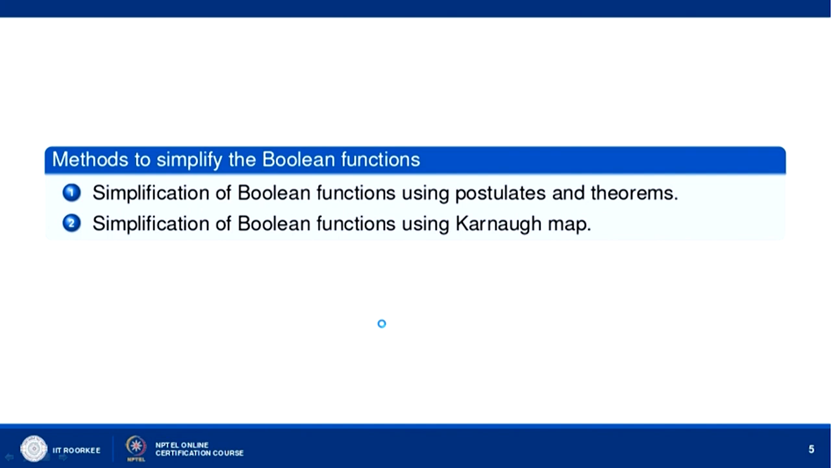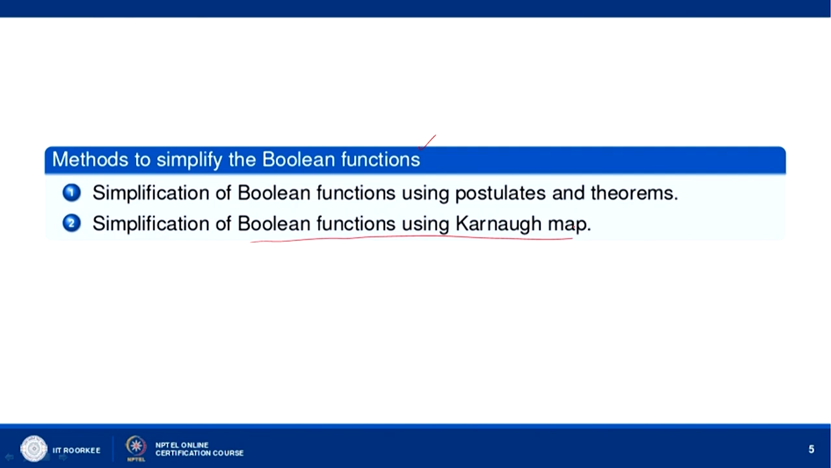Now let us consider methods to simplify the Boolean functions. One method we have just now seen: by using postulates and theorems we can simplify the Boolean functions. The other method is using Karnaugh map. So let us see how we use Karnaugh map to simplify the given Boolean functions.